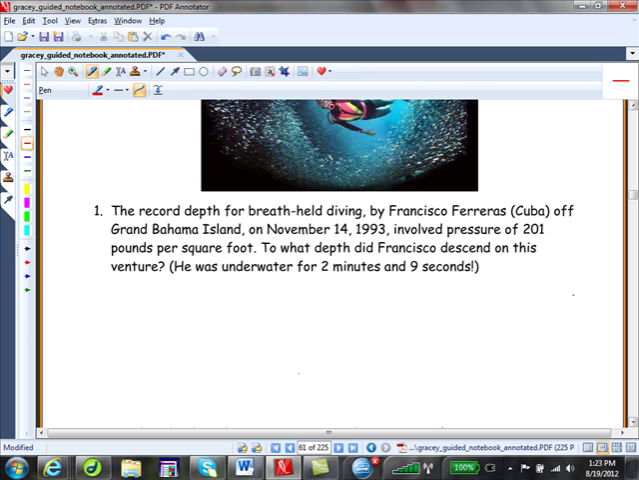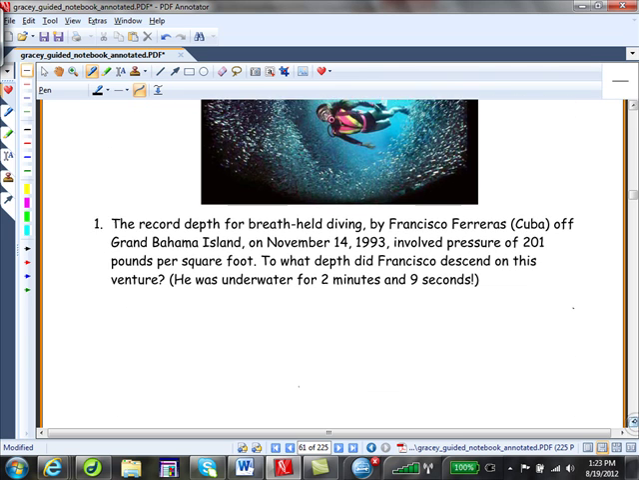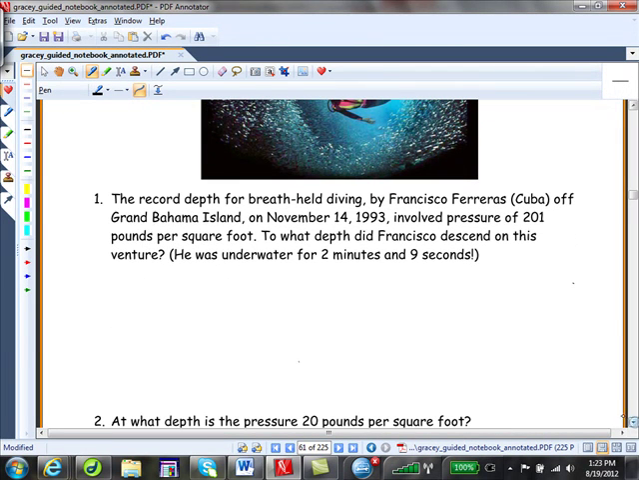So that's pretty crazy. So remember your general formula here. Sometimes it's good to go ahead and rewrite that formula. So P is 15 plus 5D over 11. All right, P is 15 plus 5 times D over 11. So let's see what information we've got. We've been given the information that we've got pressure, P, of 201 pounds per square foot. So here, this P will plug in 201 in for P.